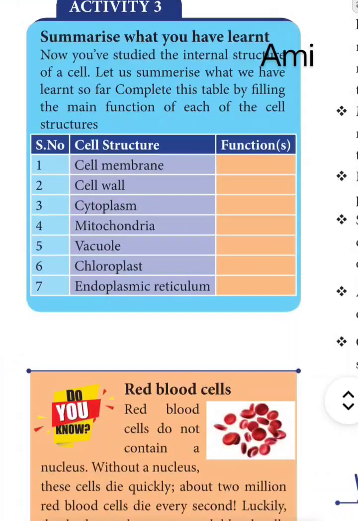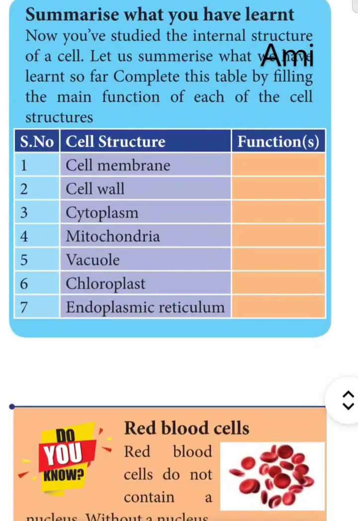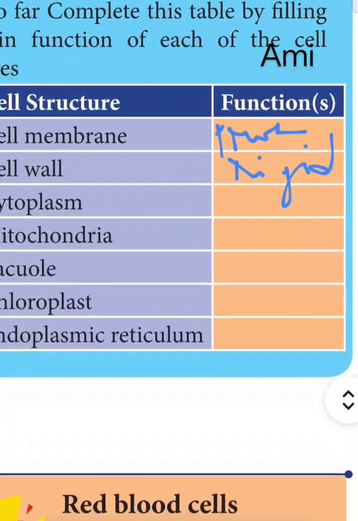Now we have studied the internal structure of a cell. Let us summarize what we have studied so far. By understanding this table, you will be able to have a summary of this chapter. So the function of the cell membrane is protection. The function of the cell wall is a rigid structure. It gives a rigid shape and structure, right? Next, the function of cytoplasm, the jelly-like substance: it embeds all other organelles in it.